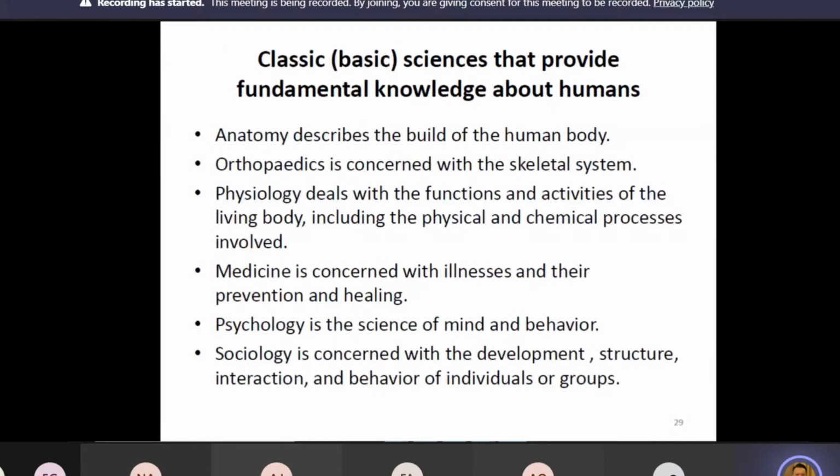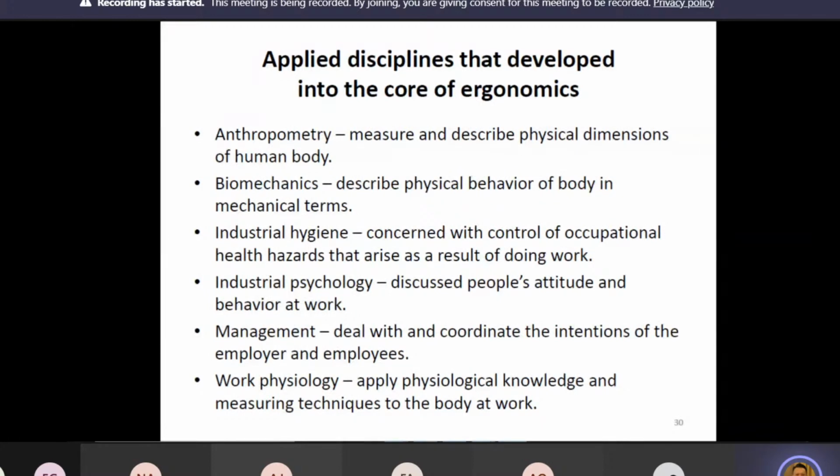So this is where we do have this basic or classic goals and plentiful supply. Four areas of knowledge, sciences, that somehow relate to the human body, the anatomy, physiology, medicine, psychology, all these things, right? And from these fundamental knowledge emerge all these disciplines or areas of fields and knowledge, the developments of these disciplines that are related to ergonomics, in terms of anthropometry, biomechanics, work physiology and many more.